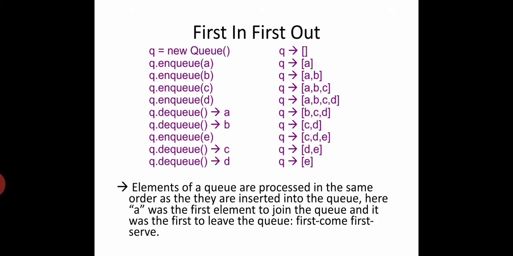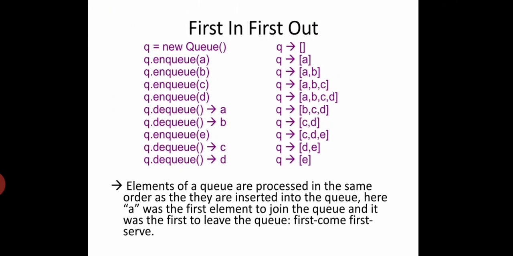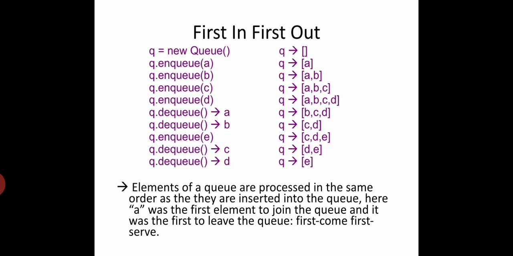If a is the first element which is inserted into the queue, a should be the first element which leaves the queue also. That is first come first serve. That is the first come first serve mechanism, or first in first out mechanism. So first in first out is the methodology which is used in a queue.